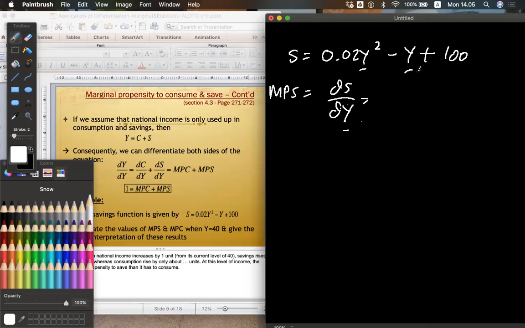So y is the variable that we are going to focus on in differentiation. 2 multiplied with 0.02, 0.04y minus 1, 100 equals 0. We don't have to write it. 0.04y minus 1. That is the dS.